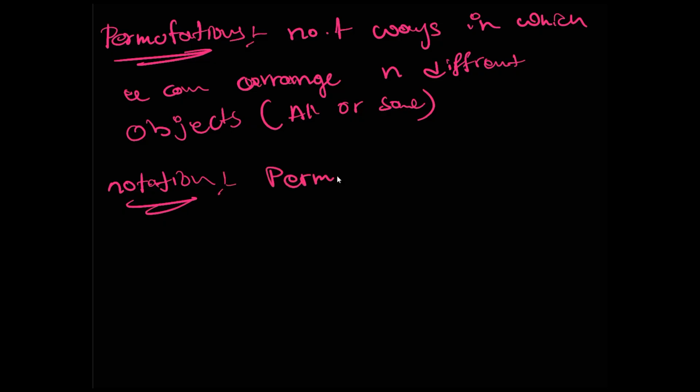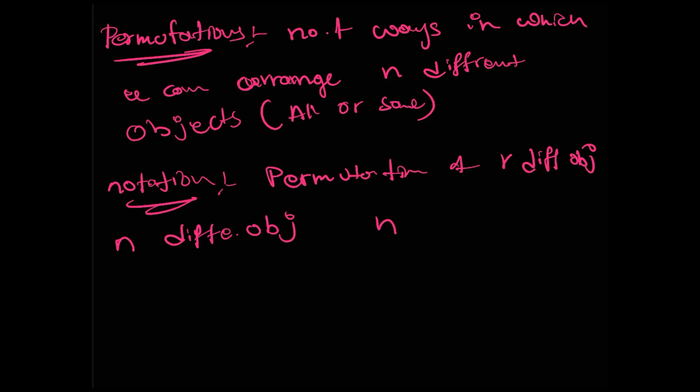permutation of r different objects taken from n different objects will be denoted as nPr. The number of ways in which you can arrange r different objects from n different objects, we denote it as nPr.